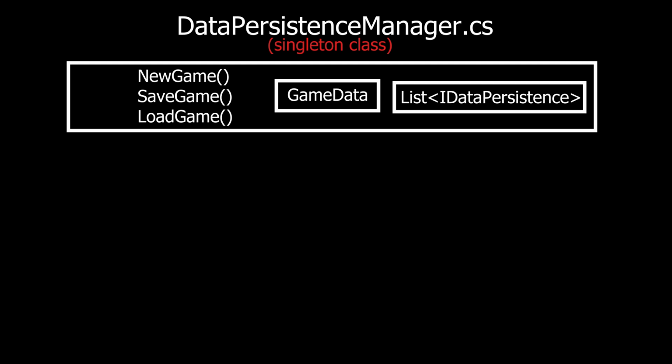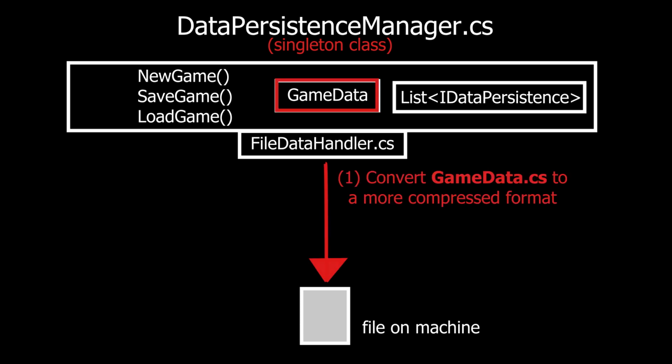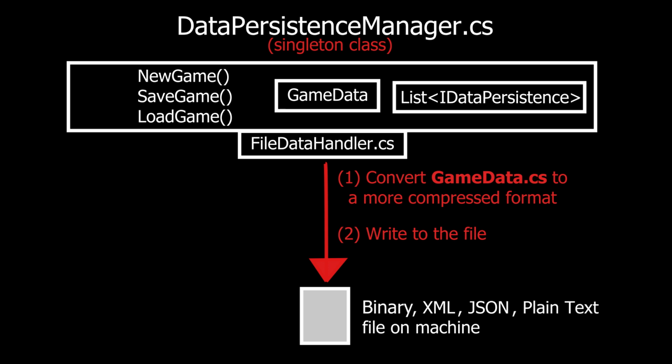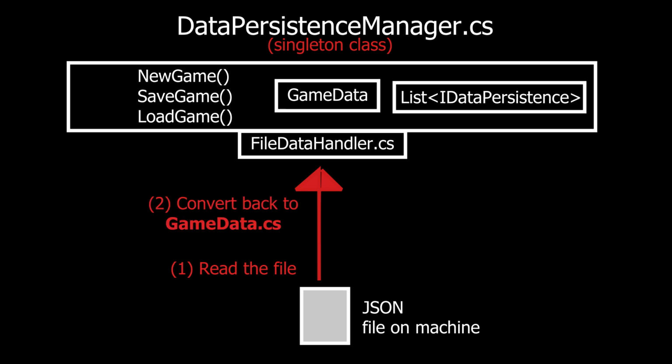The next step we need to take is actually persisting that data somewhere outside of the game, and in our case that's going to be to a file. We'll create a file data handler class that's going to be managed by our Data Persistence Manager, and it'll be responsible for converting our game data C# object into a more compressed format and then writing that information to a file. This format can be binary, XML, JSON, plain text, or really anything, but for this tutorial we'll be going with a JSON format. And of course, the file data handler will also be responsible for reading that file and converting the JSON data back into our game data C# object.